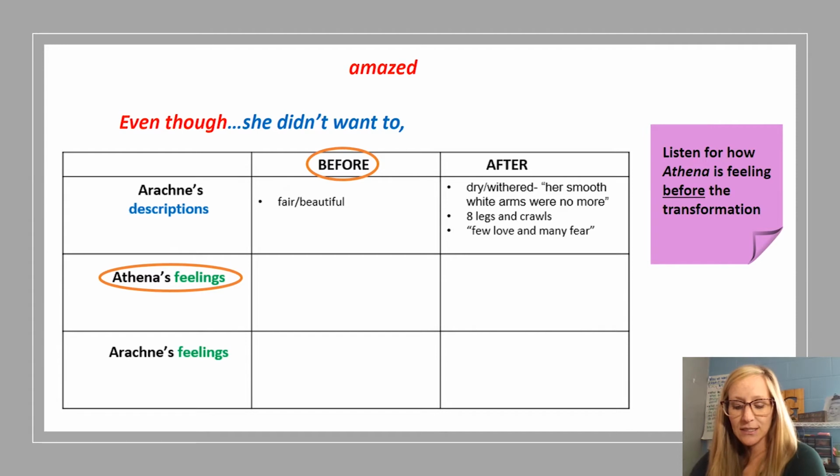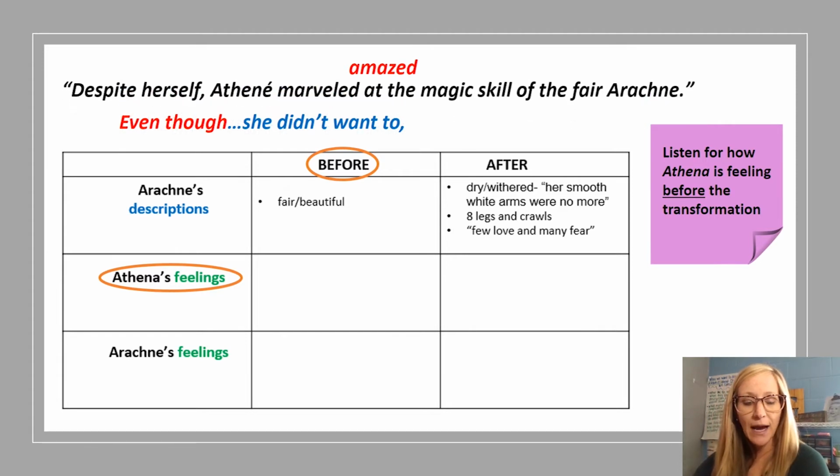So this text is short here. It says, despite herself, Athena marveled at the magic skill of the fair Arachne. To understand the line, we have to break it down, and you can see I've already started to do that here with the meanings of some of the words. The word despite herself, Athena marveled at the magic skill of the fair Arachne.